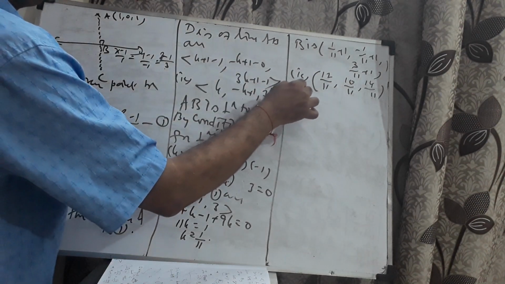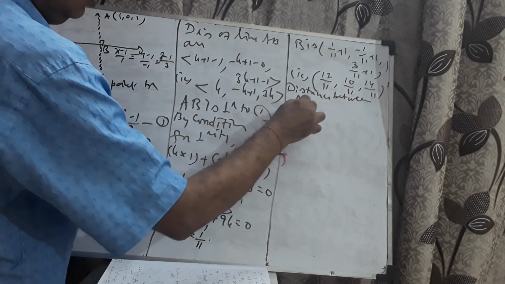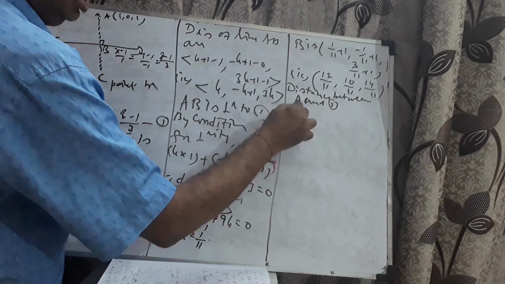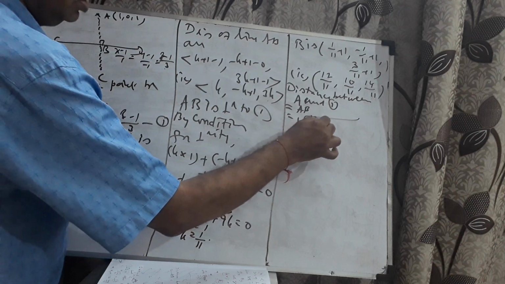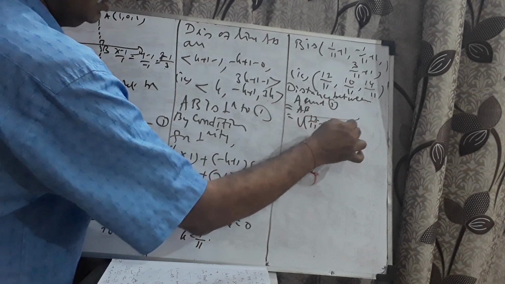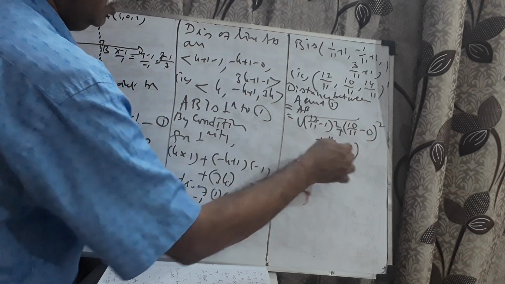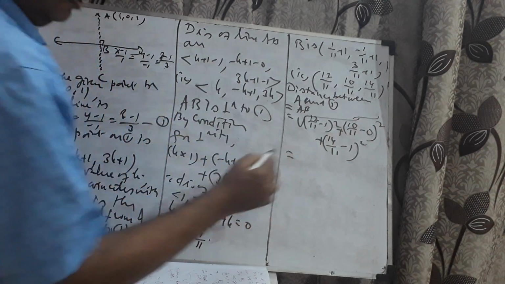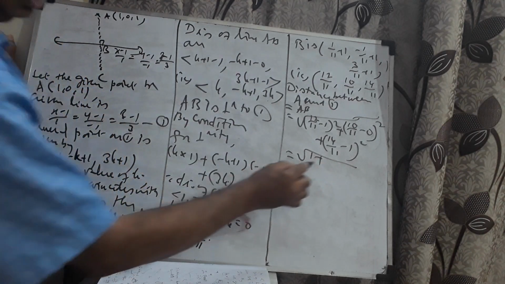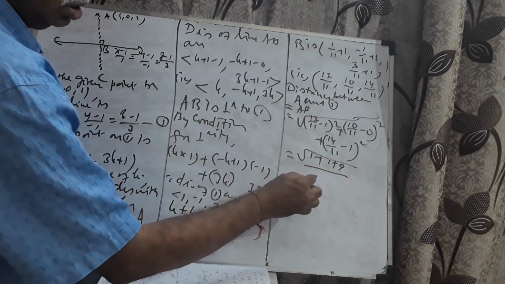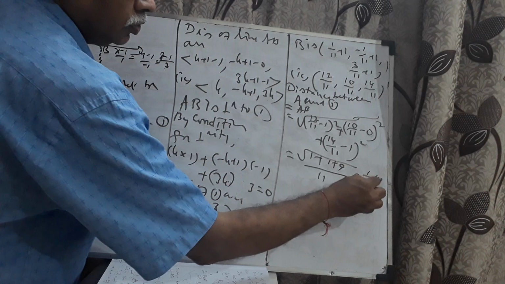Now, the distance between A and l is equal to AB. Apply the distance formula. I end up with the square root of (12 by 11 minus 1) the whole square plus (10 by 11 minus 0) the whole square plus (14 by 11 minus 1) the whole square. After taking LCM and simplifying, I will get root of (1 plus 1 plus 9) whole by 11. This will get reduced to 1 by root 11 units.